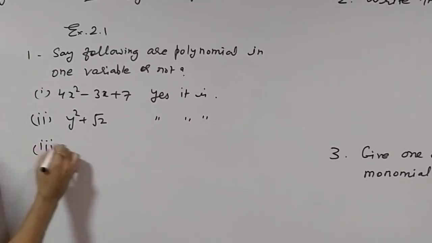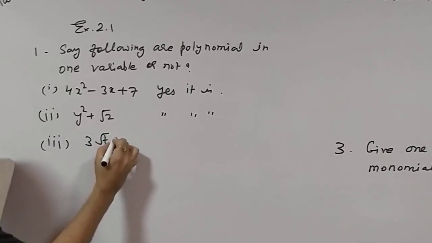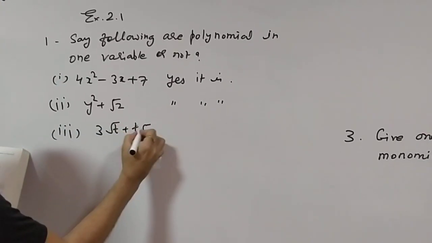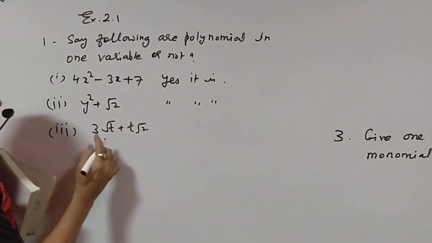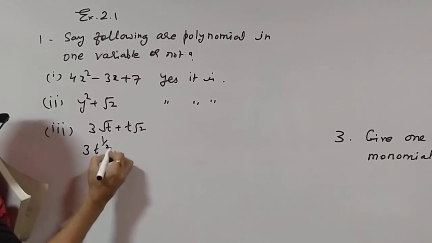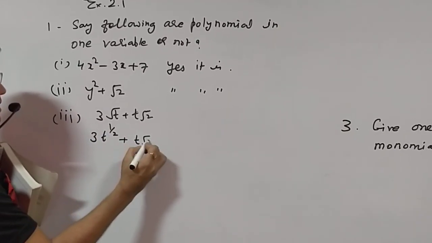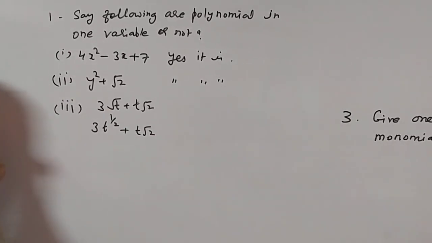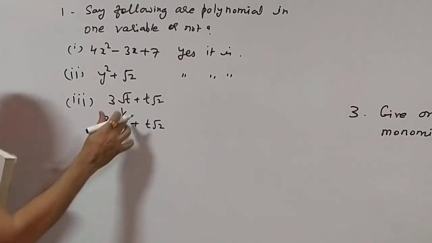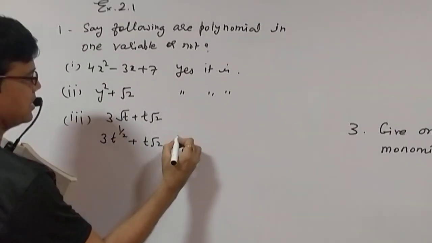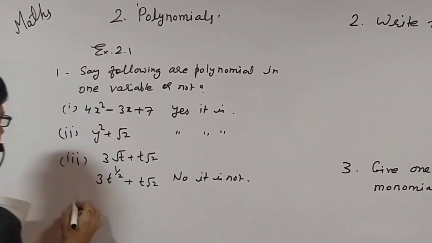Third, 3 root t plus t root 2. Here the degree of this is 1 by 2. Root t means you can write t raised to half. If the degree is a fraction like half, 1.5, 2.5, 3 by 2, then it is not a polynomial. No, it is not.